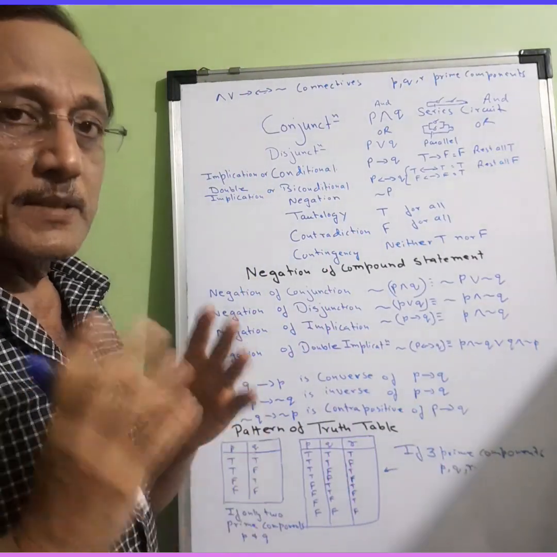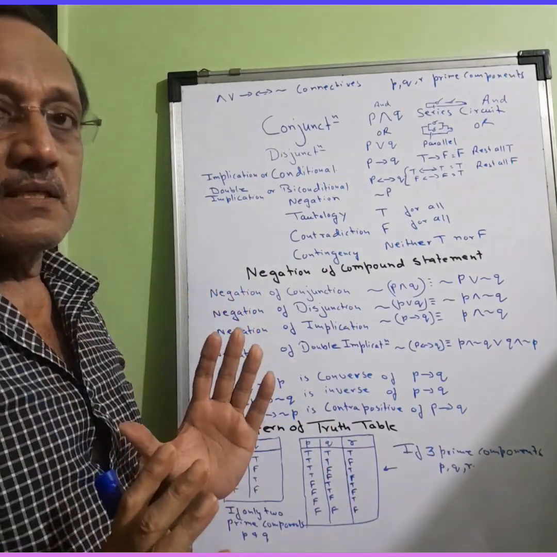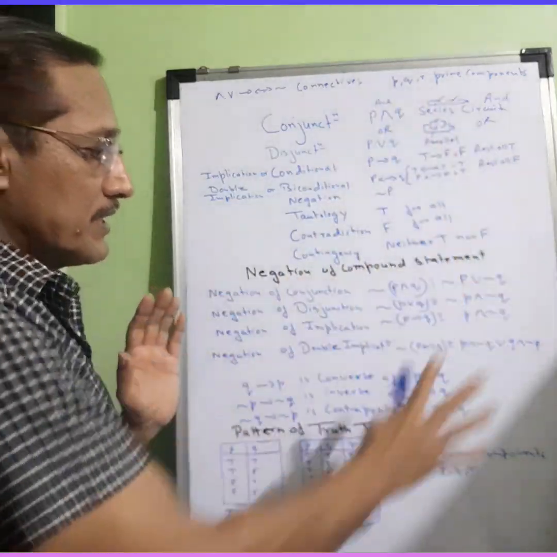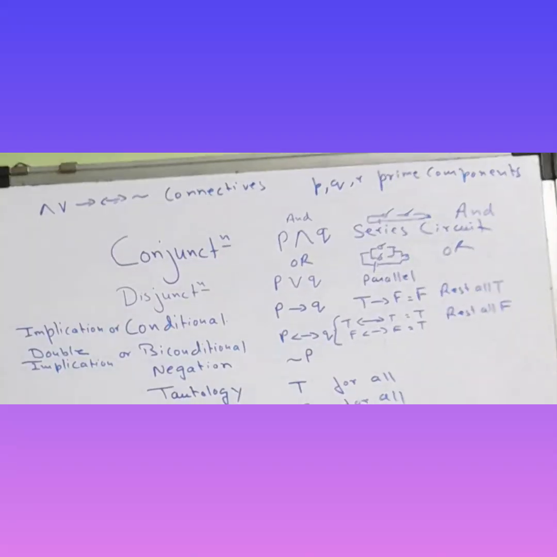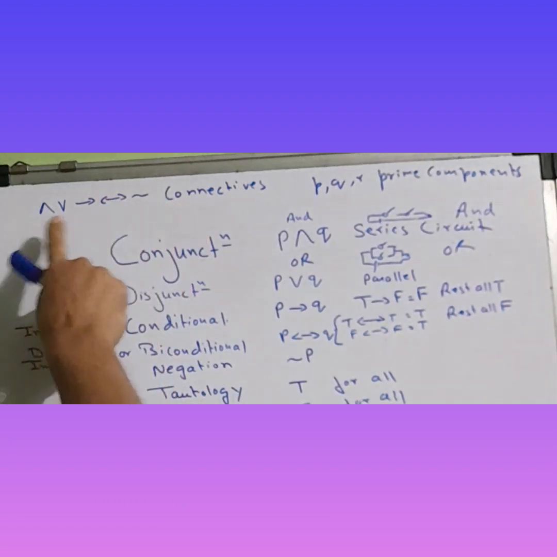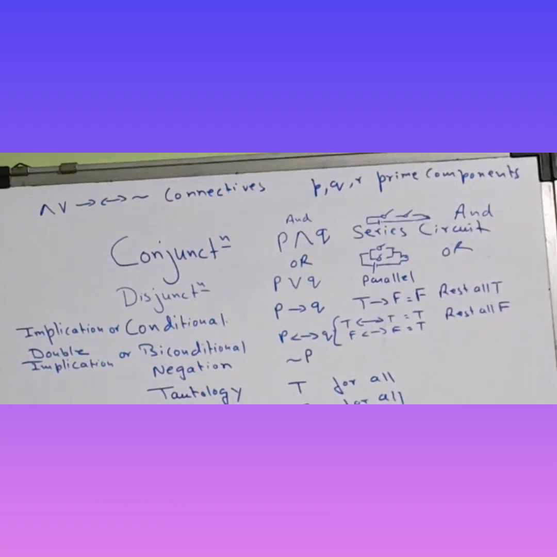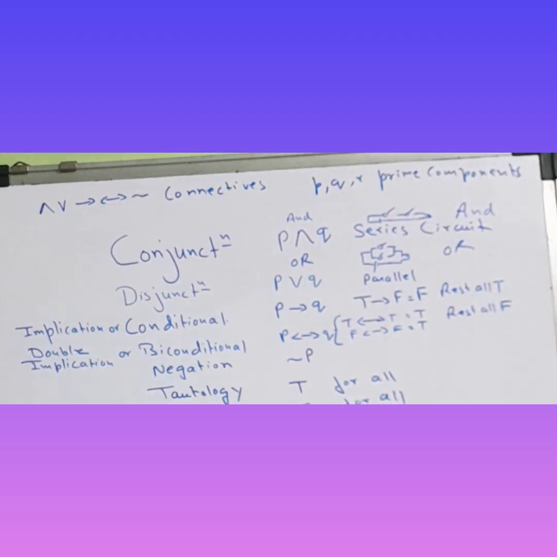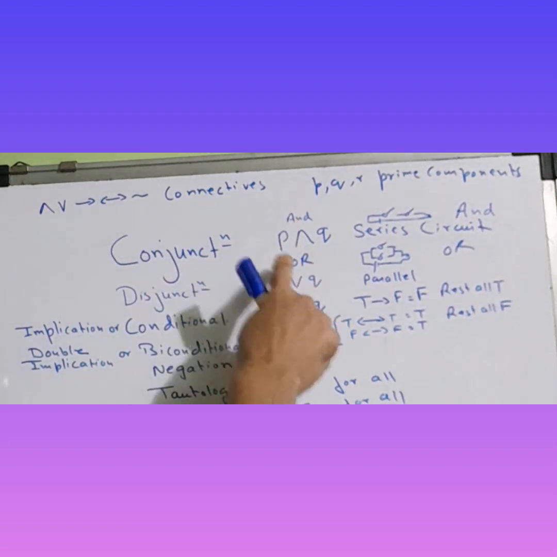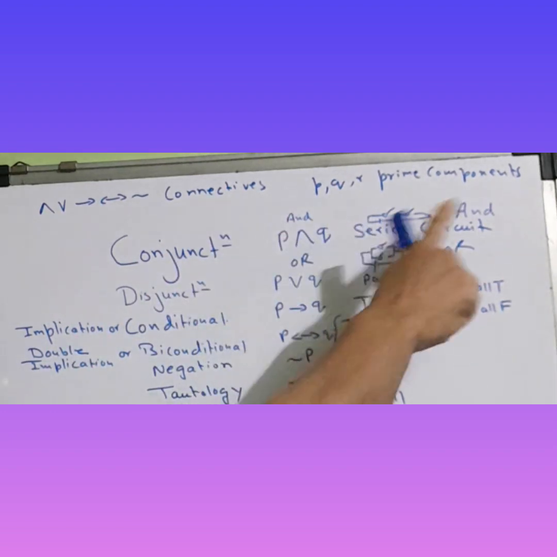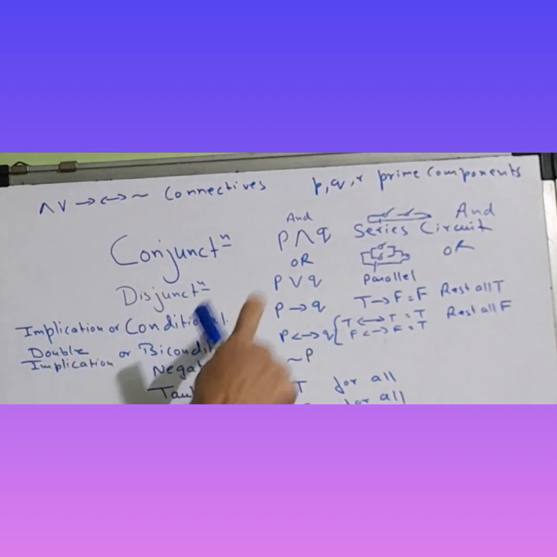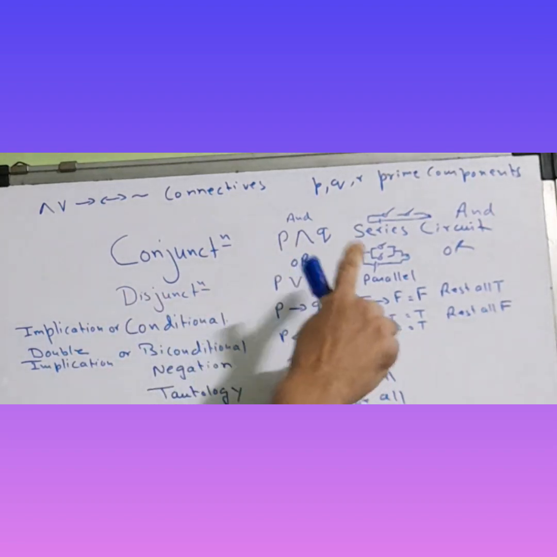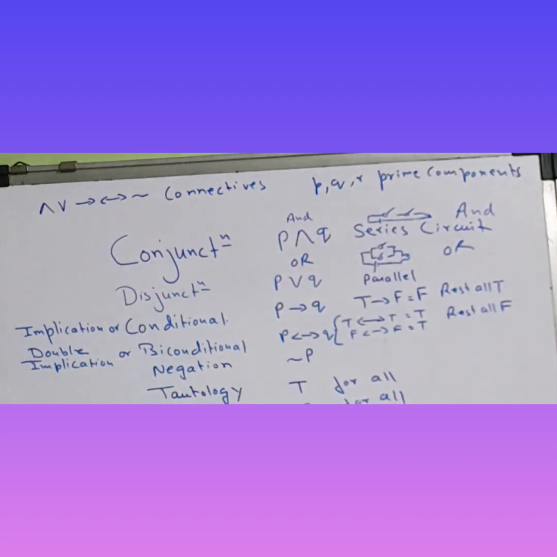Okay guys, mathematical logic is best understood with all these parameters in mind. Alright, so we have seen four connectives. These are the three prime components which we would be dealing with. We saw conjunction. In conjunction, that is "and", best understood with a series circuit. Disjunction, "or", is represented this way, best understood with a parallel circuit.